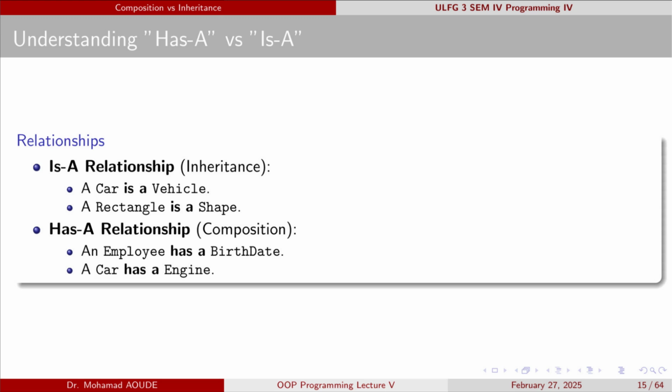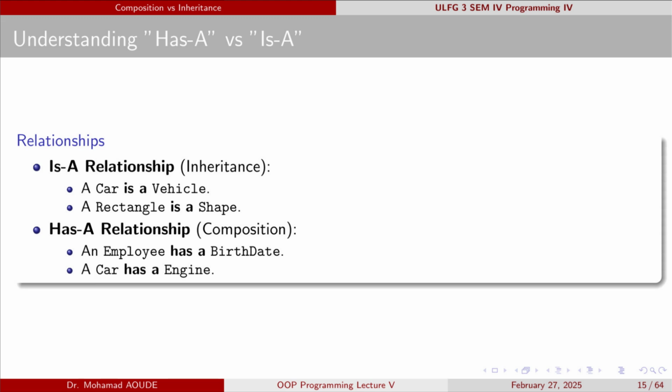Let's clarify a common confusion: composition versus inheritance. Inheritance models an is-a relationship. A car is a vehicle. A rectangle is a shape. It means the derived class shares the identity of the base class. Composition models a has-a relationship. A car has an engine. An employee has a birth date.